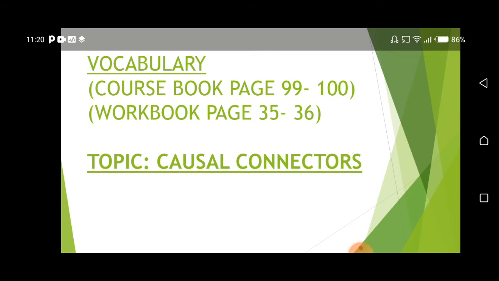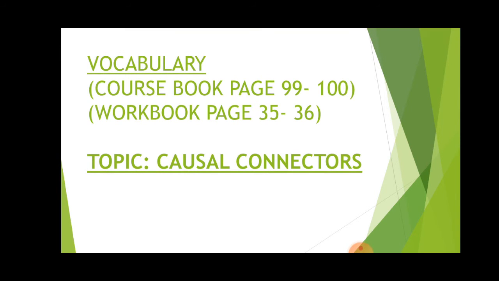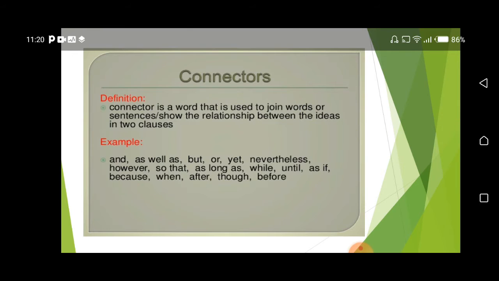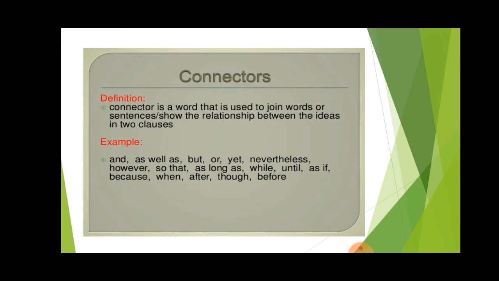So our next topic today is vocabulary, and the vocabulary topic is causal connectors. So what are connectors? First we have to get to know what connectors are. So connectors are said to be joining words, as they join two or more sentences or words. A connector is a word that is used to join words or sentences and shows the relationship between the ideas in two clauses.